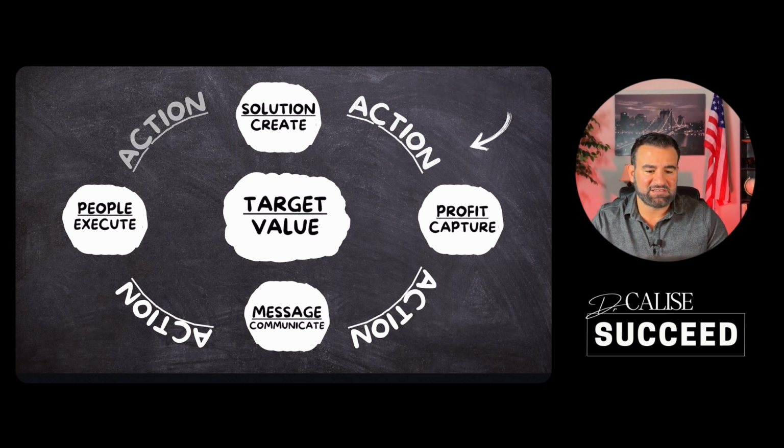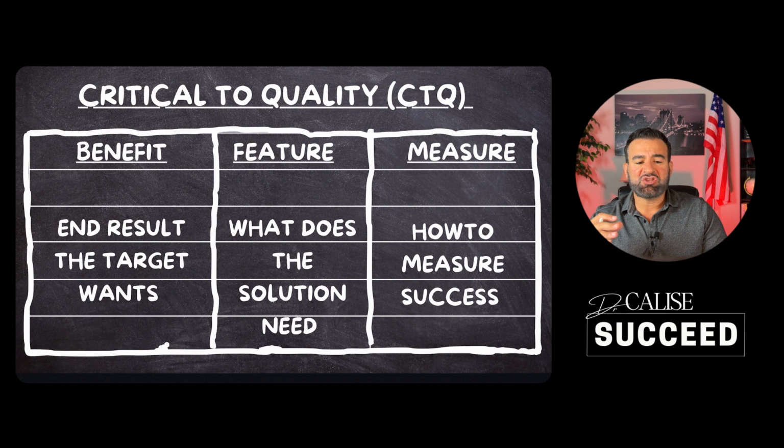So how exactly do we use this CTQ? Okay, so here you see a little chart with three distinct columns: benefit, feature, measure. And it's really simple. Under the benefit column, benefits are the end results that your target market wants. So for example, if someone is going out to eat, what is that end result that they're looking for? Well, the end result could be they just don't feel like cooking. The end result could be they really like the food at that restaurant. The end result could be, hey, I just want a fun place to hang out with my friends. Very different segments, very different end results.